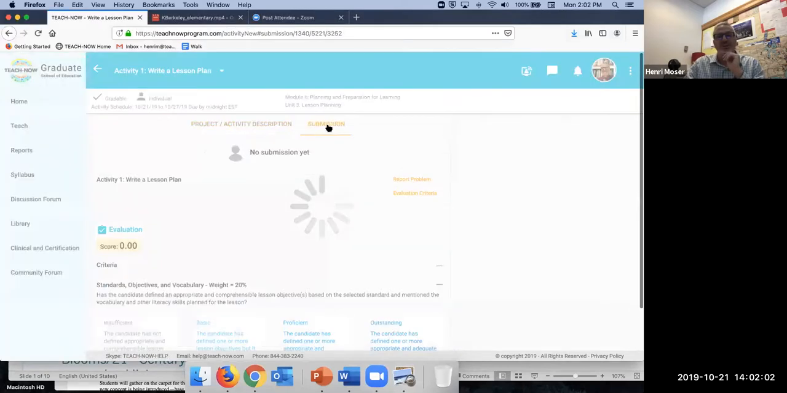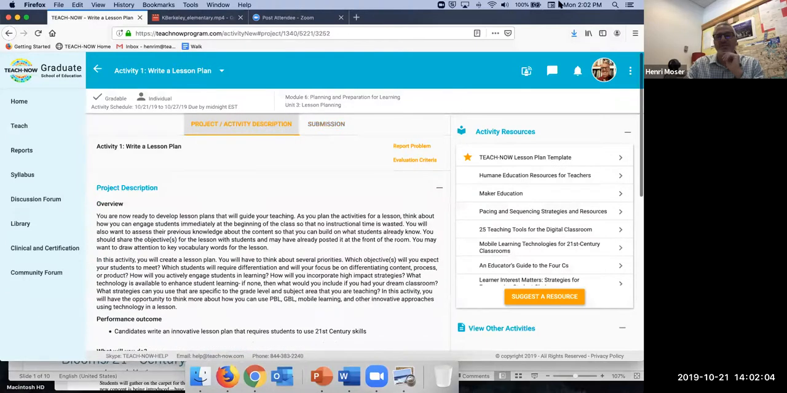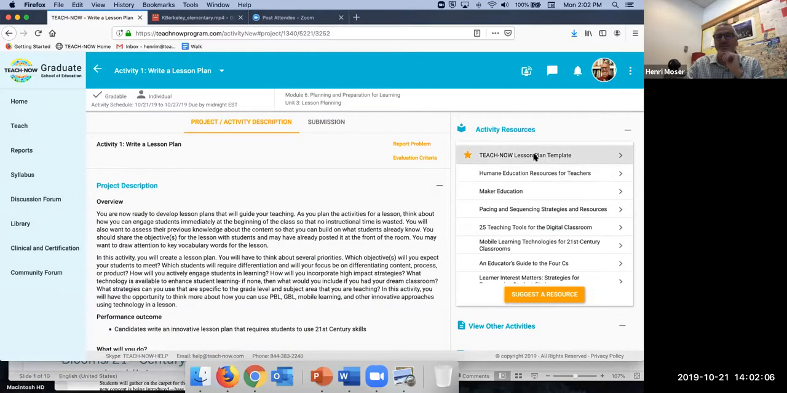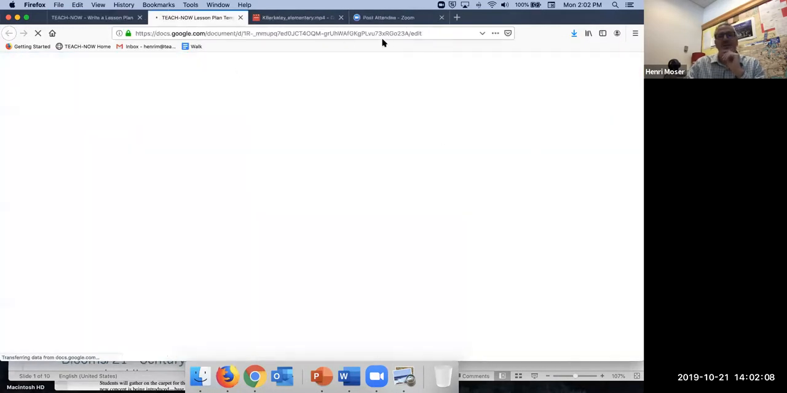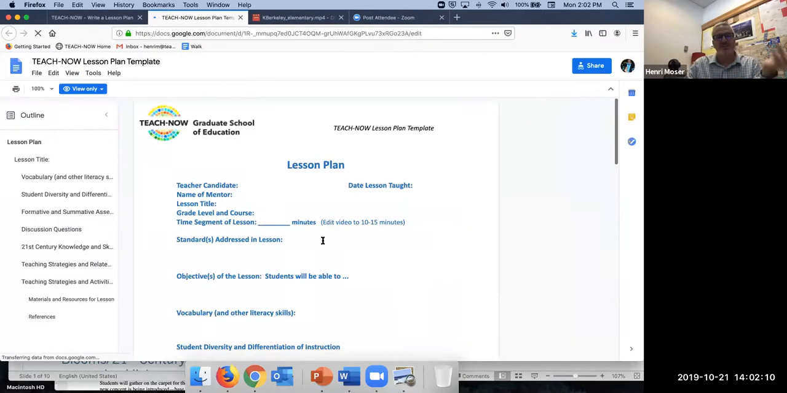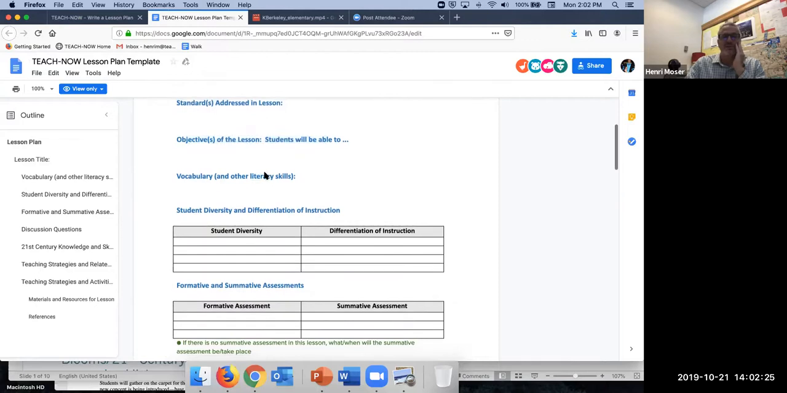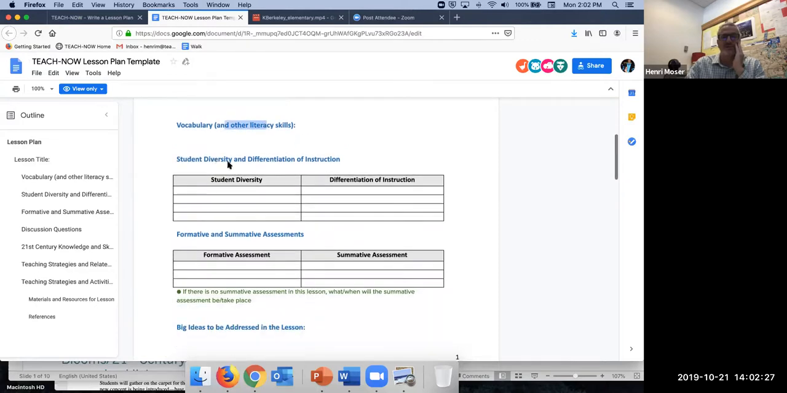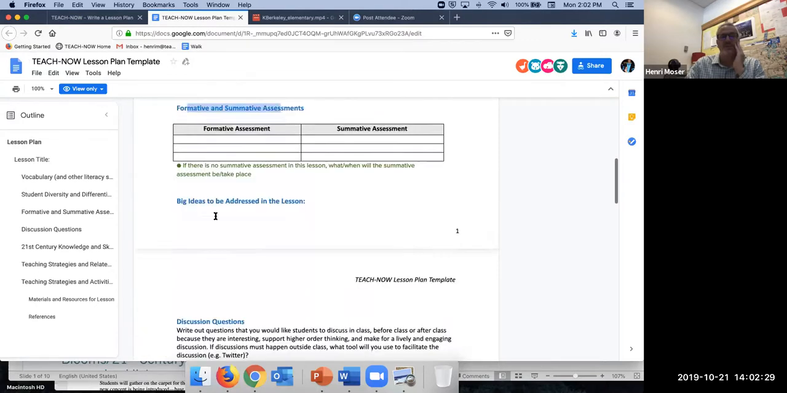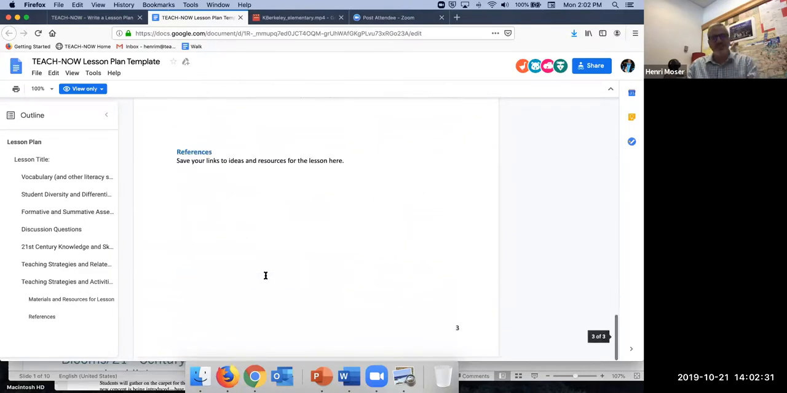But with the lesson plan, this is the same template that you will use for clinicals, and it's the one that we've been looking at with the observation of the teachers as well. But here it is. You've got your standard or standards from your lesson. Remember, you can use one or multiple standards and multiple objectives if that's what's going on. Focus on the literacy skills. And then obviously, how are you going to differentiate? What are your assessments? Big ideas, etc.